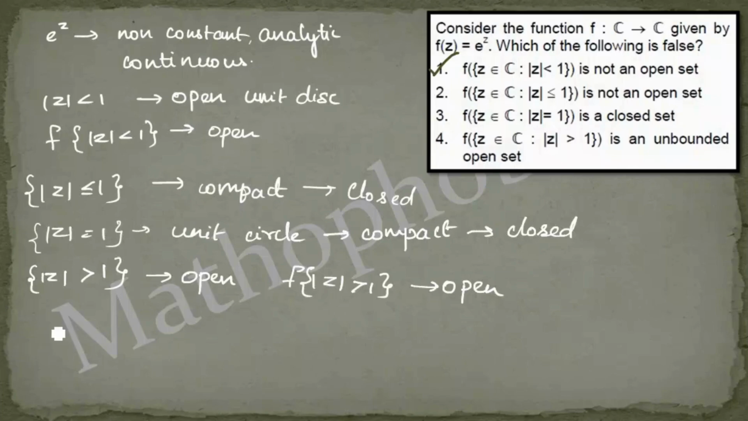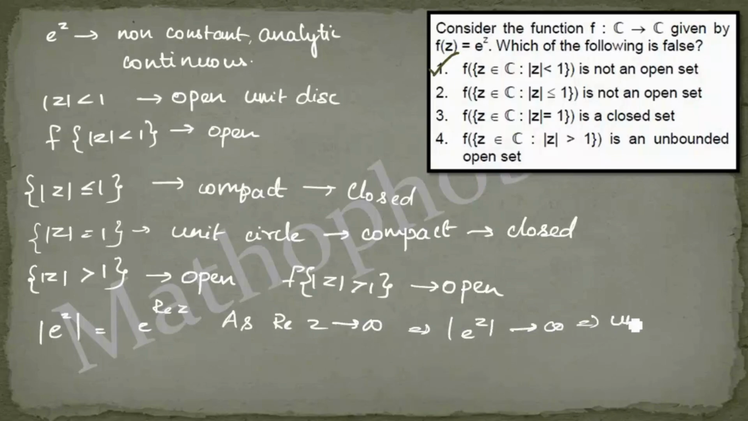And now if we take the mod of e power z, it will be e power real part of z. And as the real part of z tends to infinity, this implies mod e power z also tends to infinity. So this implies unbounded. Therefore the fourth option, it's an unbounded open set. So fourth option true. So the false statement is only the first option.